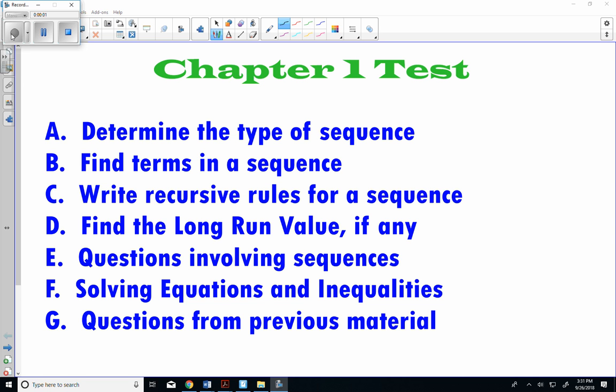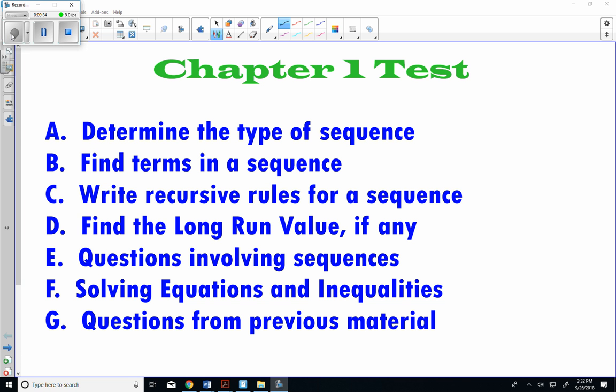All right, so our first test of the year will deal with sequences of different types here in Chapter 1 and some solving of equations and inequalities. So on the test, you'll have some questions dealing with determining the type of sequence it is, having to find terms in a sequence, writing the recursive rules for a sequence, finding the long-run value if there are any, some questions involving sequences, and then you have to also solve some equations and inequalities.